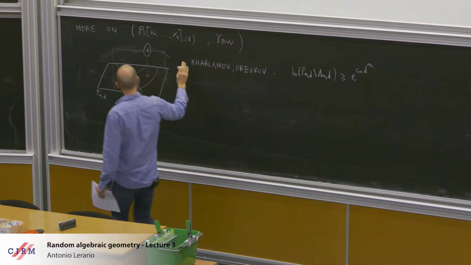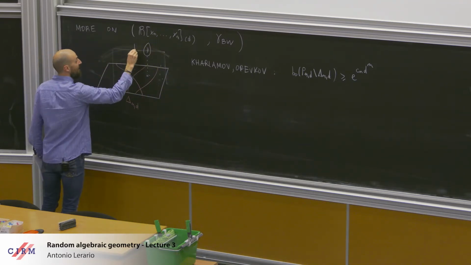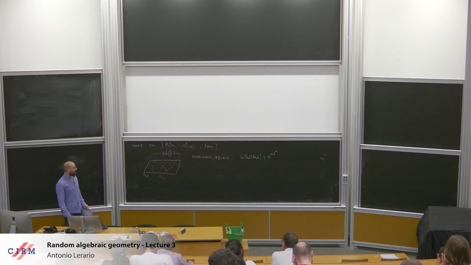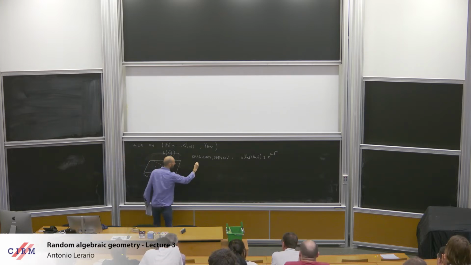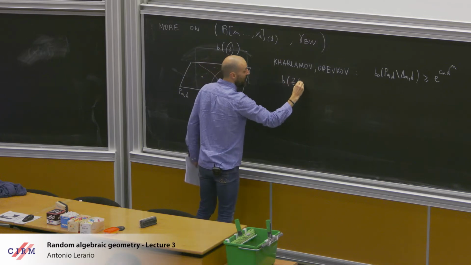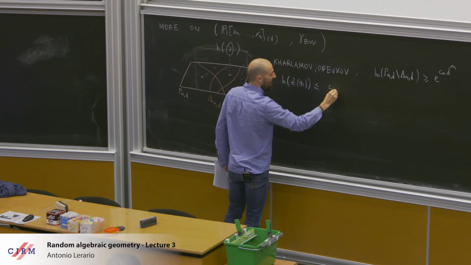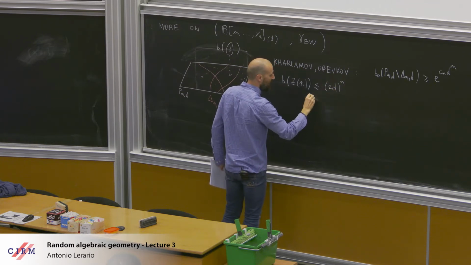And one thing that we know, of course, is that if you take the function that gives you the sum of the Betti numbers, a function on the space of polynomials that gives for every polynomial the sum of the Betti numbers, this function is bounded. It's something like 2d to the n, the so-called Thom-Milnor bound.